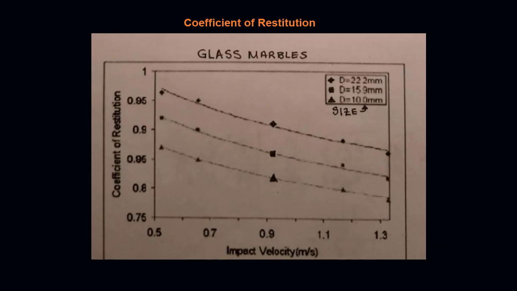Glass, for example, has a very large coefficient of restitution, starting up here around 0.9. But notice as the impact velocity increases, we find that the coefficient of restitution begins to decrease down to near 0.8. So impact velocity does play a role.